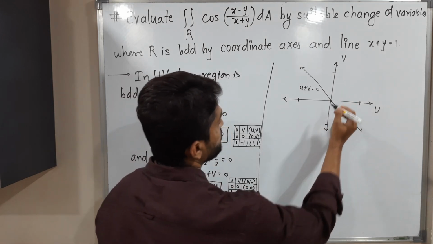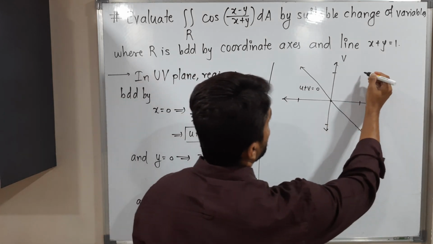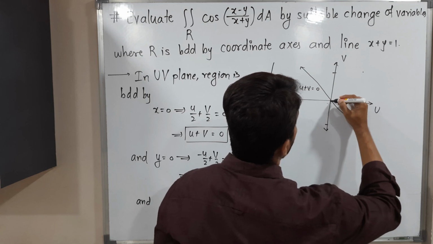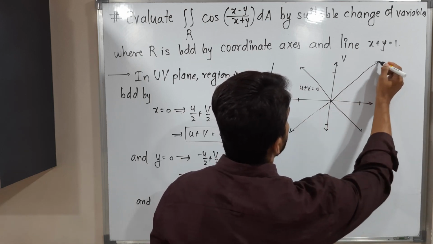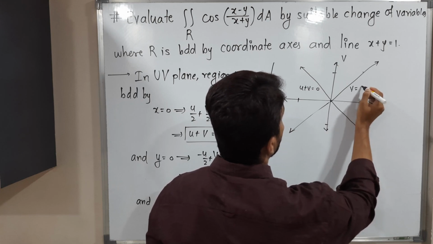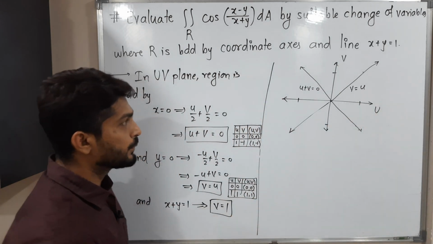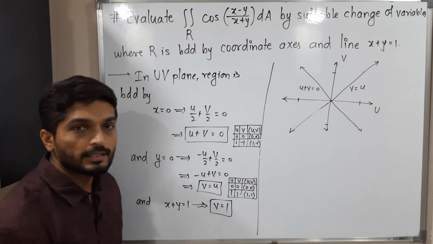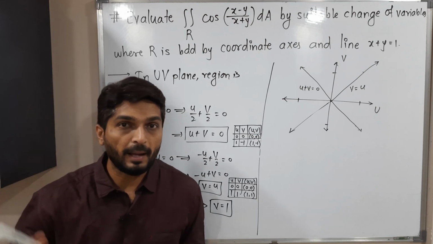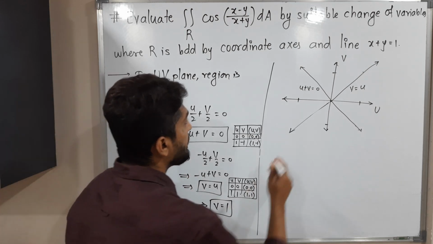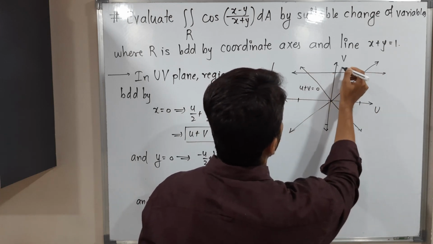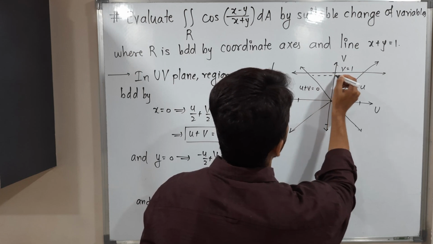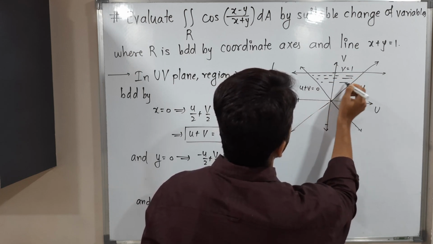0, 0 is here and 1, 1 is here. So let us join them. Okay, so I got this line. So this is v is equal to u or u is equal to v. The last one is v is equal to 1. We know that it's a line parallel to the u axis, passes through v is equal to 1. So this is the line v is equal to 1. So the region is bounded by these 3 lines.